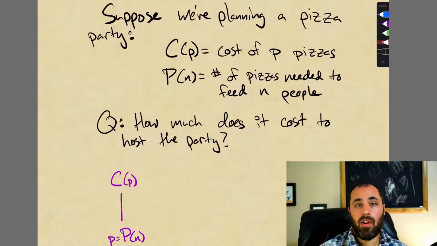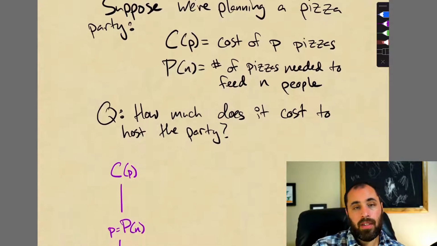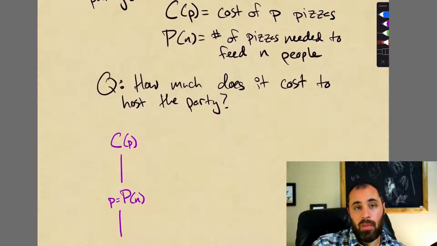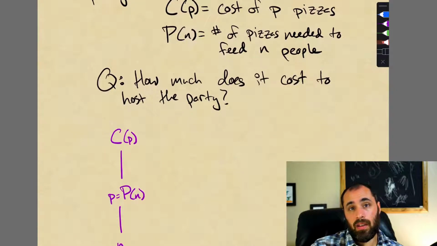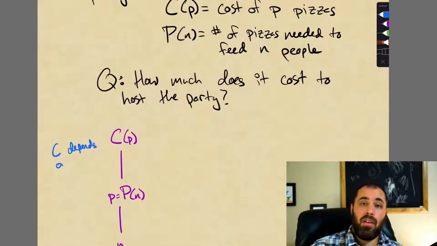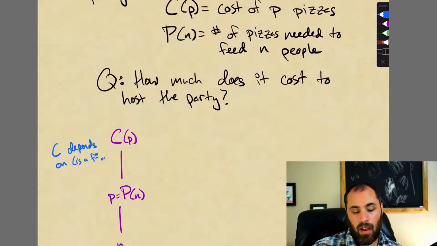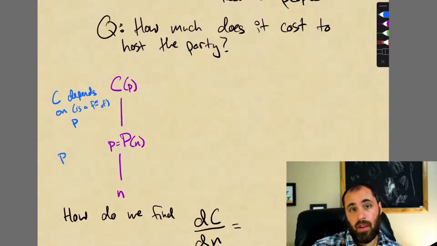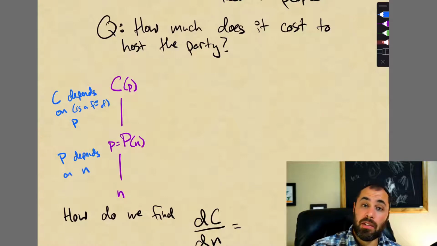You'll see here I've drawn a tower of dependence. The reason I call it that is at the top we have C of P, which depends on P of N. That is, as the number of pizzas changes, the cost changes. And in turn, P depends on N. The number of pizzas changes as the number of people changes.